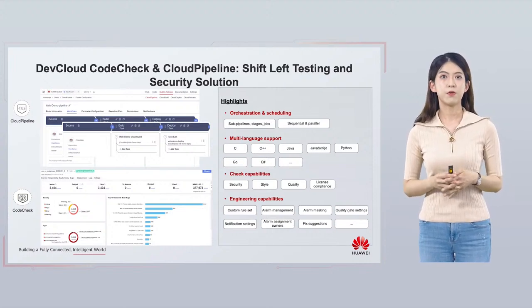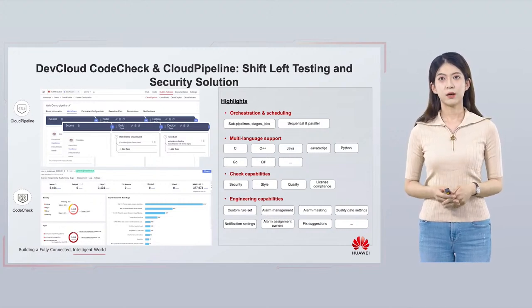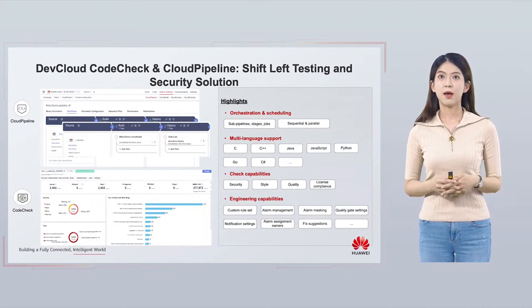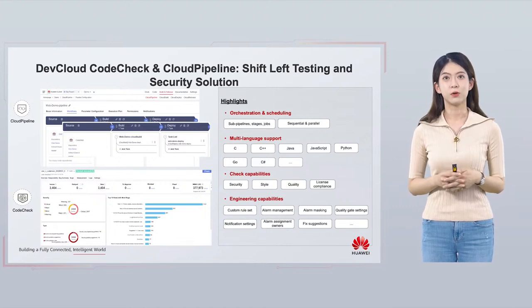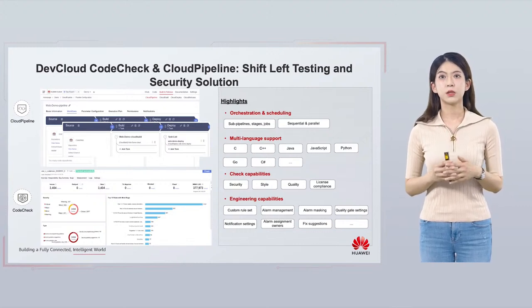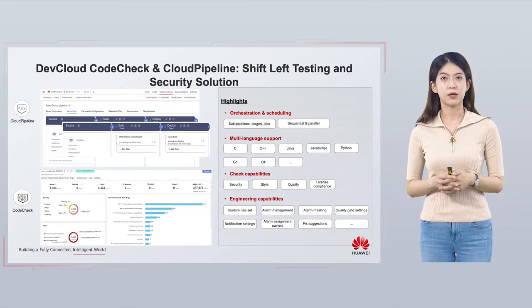It also supports 5 vulnerability databases for known vulnerabilities. CodeCheck analyzes your code comprehensively to avoid severe issues. You can use it with CloudPipeline, which provides flexible orchestration and scheduling. When you are ready to build your code, you can take a thorough test on your code by adding a code check job in the pipeline and setting a quality gate for the result. So we support both sequential and parallel jobs, and the sub-pipeline, stage, job hierarchy gives you more flexibility.